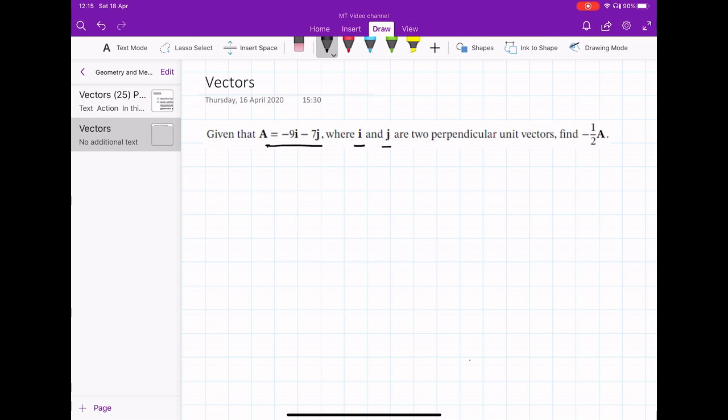So what we have here is an equation, a equals minus 9i minus 7j, and we're told that i and j are perpendicular to each other and that they are unit vectors. And we're asked to find minus a half a.